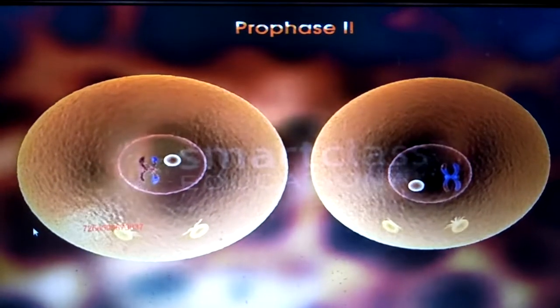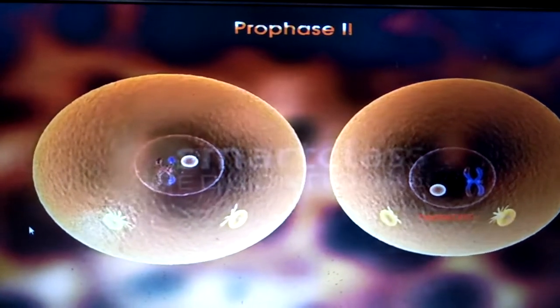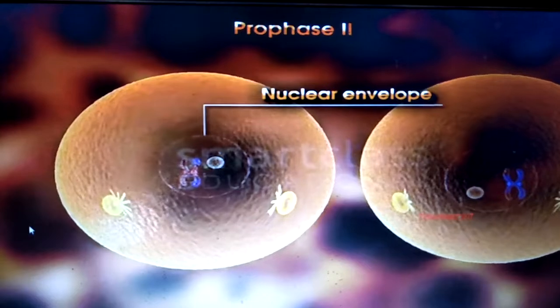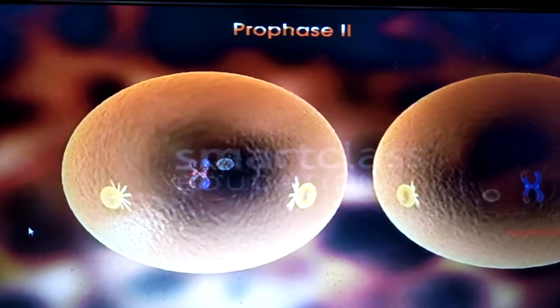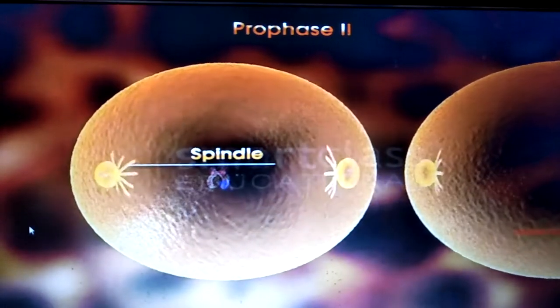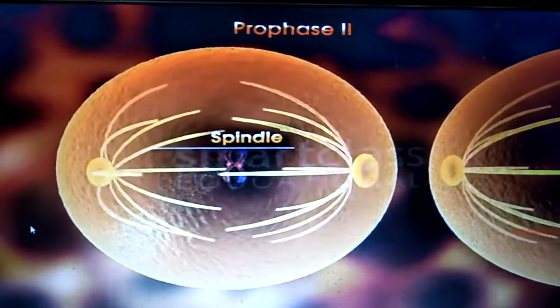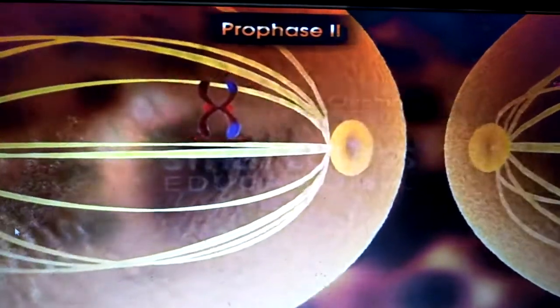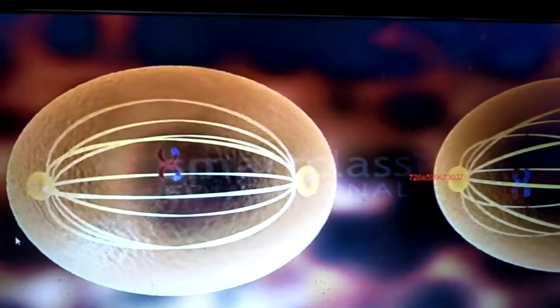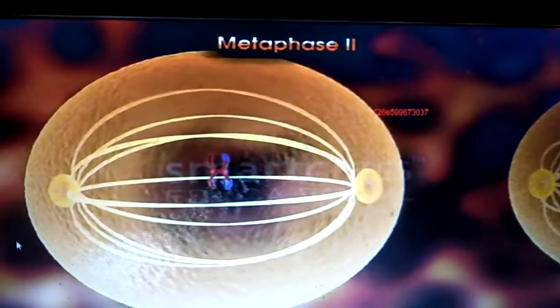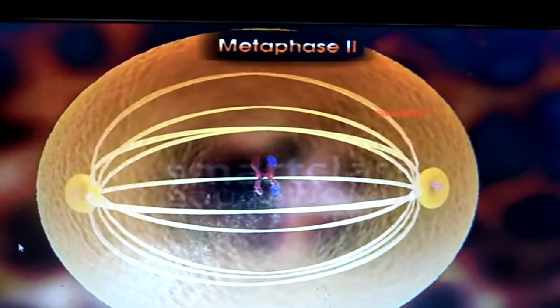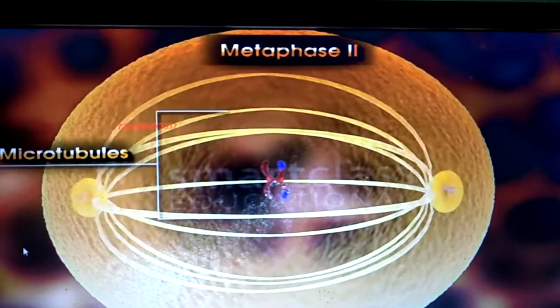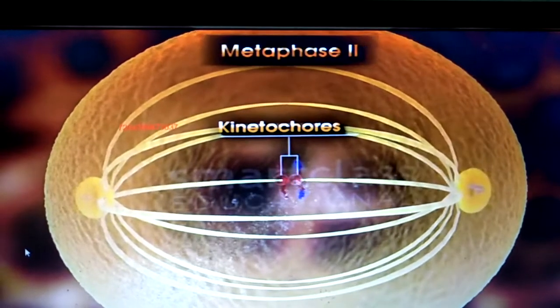Prophase II is very short. During this phase, the nuclear envelope and the nucleoli disappear and the spindle is formed with the help of the microtubules. In addition, the chromosomes recondense during prophase II and become compact. Prophase II is followed by metaphase II, during which the chromosomes align along the equatorial plate and the microtubules attach to the kinetochores of the chromatids.